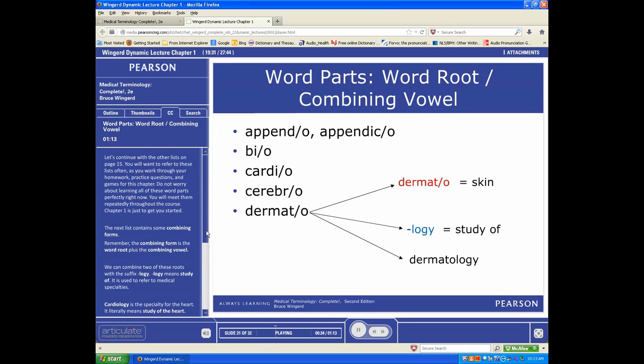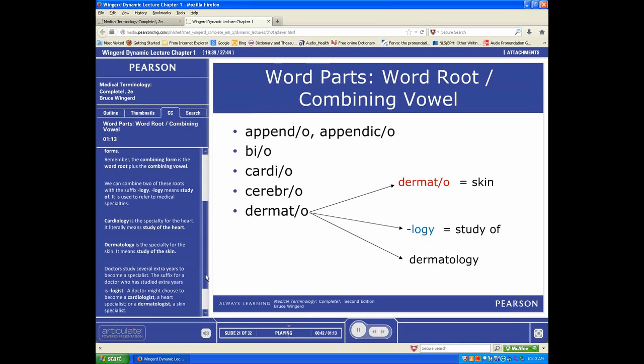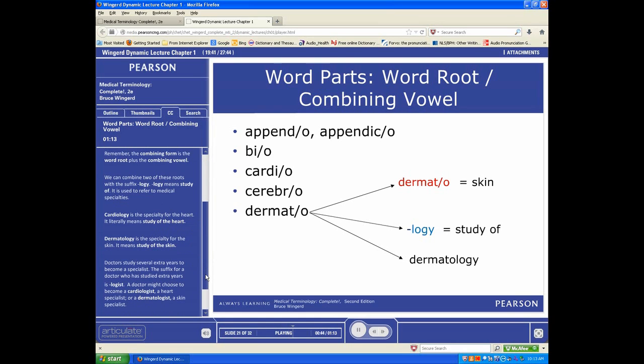Doctors study several extra years to become a specialist. The suffix for a doctor who has studied extra years is logist. A doctor might choose to become a cardiologist, a heart specialist, or a dermatologist, a skin specialist.